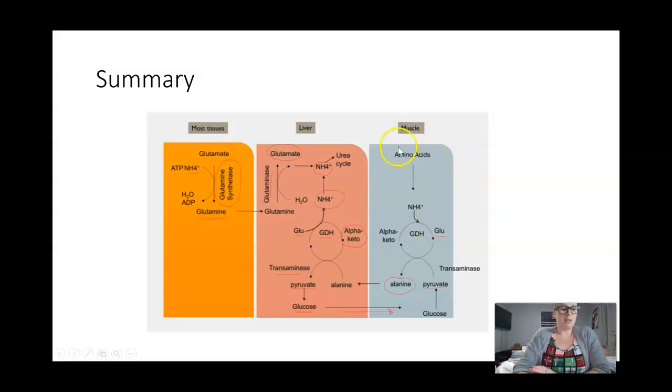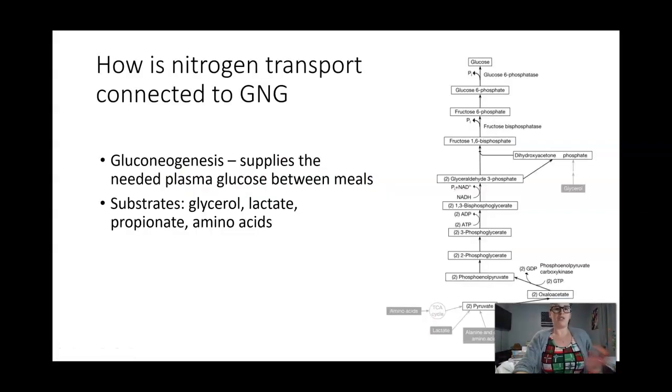Over here in the muscle, we have amino acids. We also have the alanine-glucose cycle, in which glutamate undergoes transamination to produce alanine. Then the alanine can be shuttled into the liver, where it can undergo transamination again with alpha-ketoglutarate to produce pyruvate. The pyruvate can then enter the TCA cycle, or it can be used to produce glucose through gluconeogenesis and be shuttled back into the muscle to be used as energy. So nitrogen transport is connected to gluconeogenesis, as we just discussed.